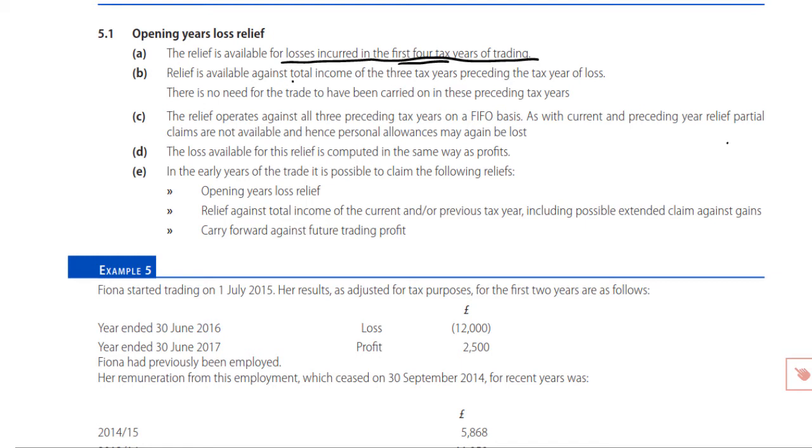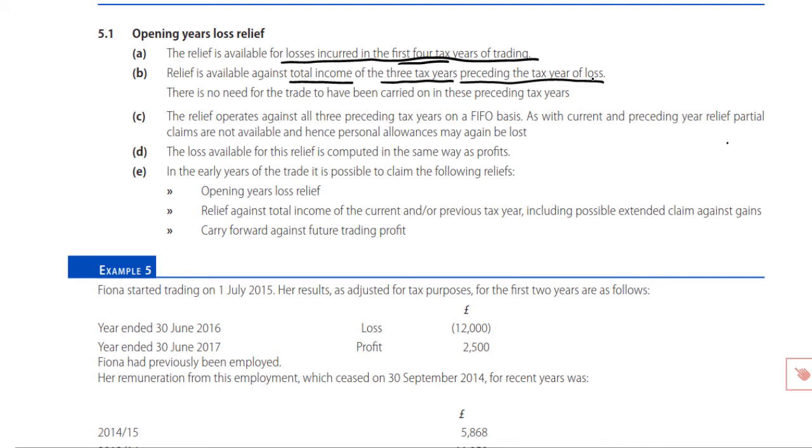Relief is available again against total income. So just like with the current and preceding year claim, it's against total income. Now, what makes this claim different to those claims? The fact is here that if you sustain this loss in any of the first 4 tax years of assessment, that now we can carry back that loss, not just 1 year, but 3 tax years. So relief is available against the total income of the 3 tax years preceding the tax year of loss.